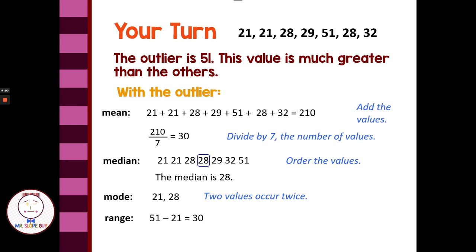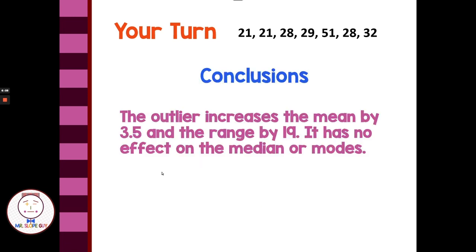So now that I found these 4 pieces of data, I can go through and make some comparisons. Well, what happened with the mean, median, mode, and range? So the outlier actually increased the mean by 3.5 and the range by 19. And it had no effect on the median and the mode. So the median and mode stayed the same. And this is very typical.